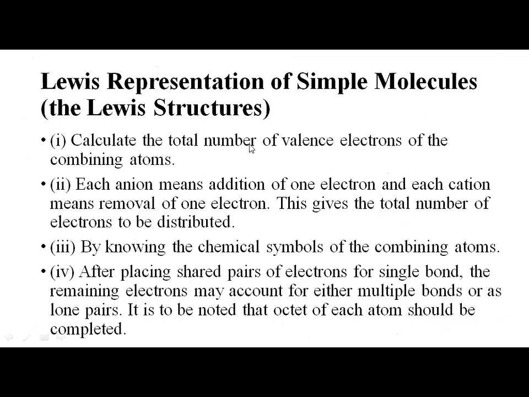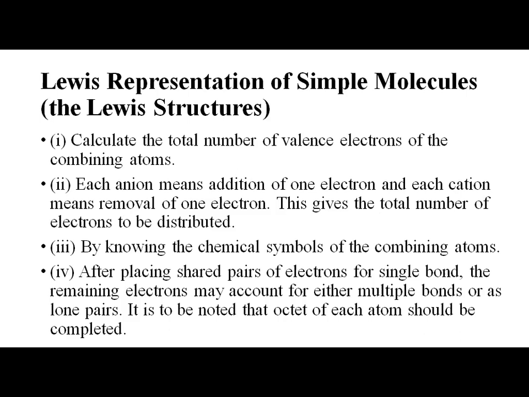Just now I told you: calculate the total number of valence electrons of the combining atoms. Each anion means addition of 1 electron, and each cation means removal of 1 electron. We have not seen examples of anions and cations so far, right? So anion means addition of 1 electron, cation means removal of 1 electron.